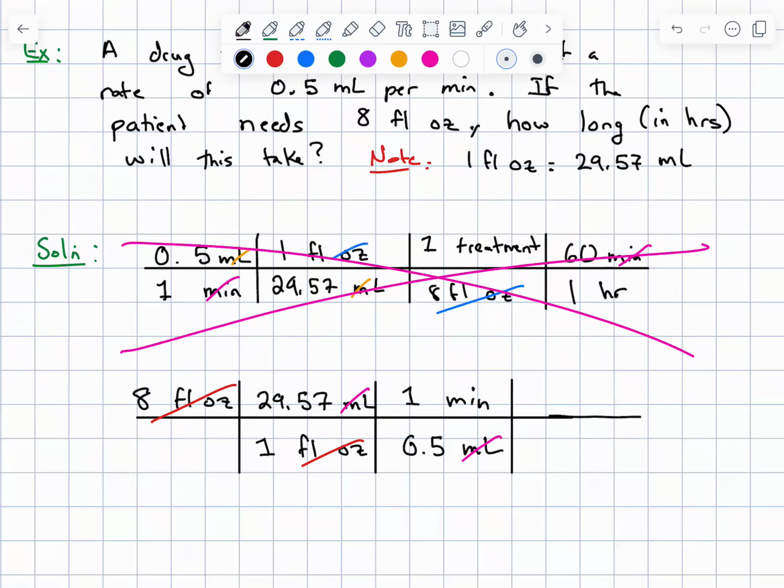Last thing, though, is I don't want minutes. I want hours, and we know that there are 60 minutes in 1 hour, thereby canceling the minutes. And now we've just got hours. If we look at everything, we just have hours.